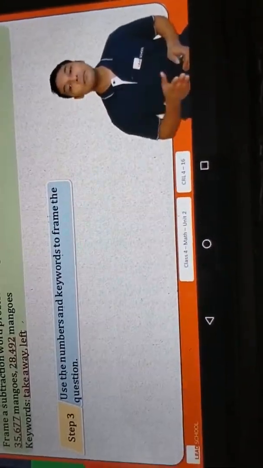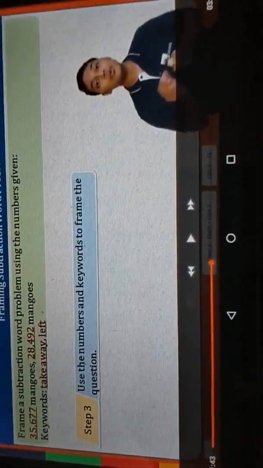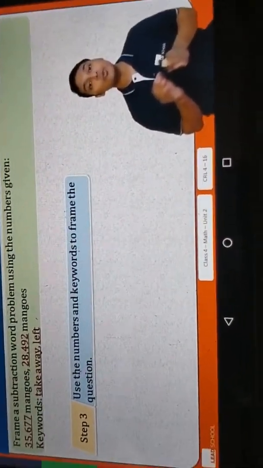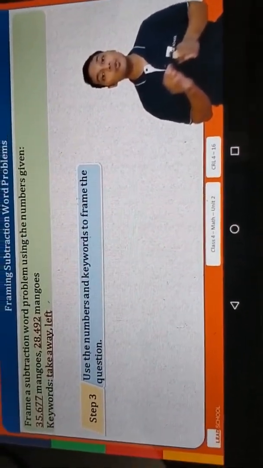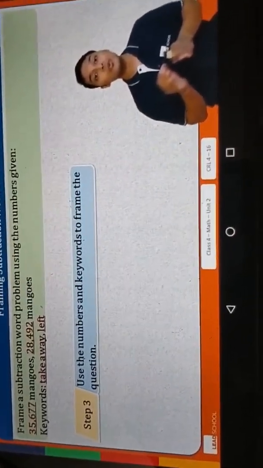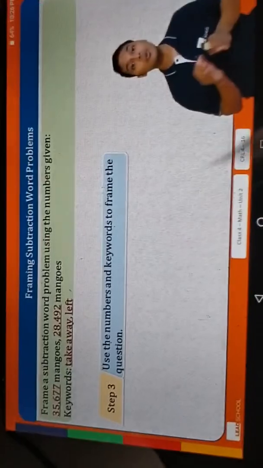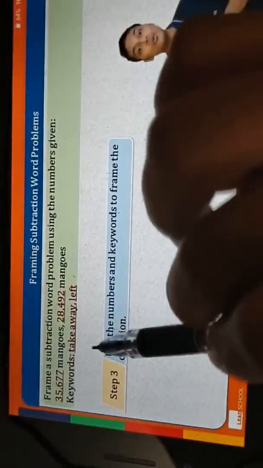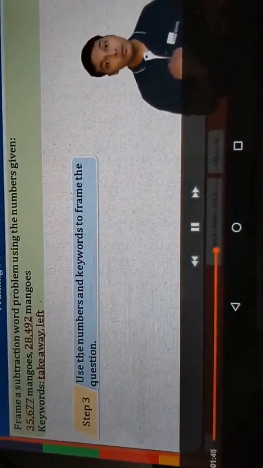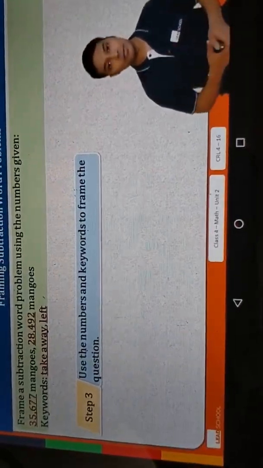The final step is to frame the subtraction word problem. We have to use take away, and the final step is to use the numbers and keywords and frame the question. What do we have to do now? We have to use the numbers and keywords and then make the word problem using these numbers and keywords.